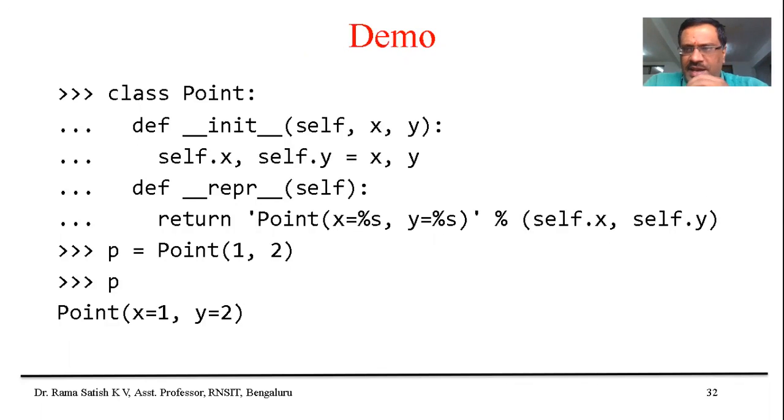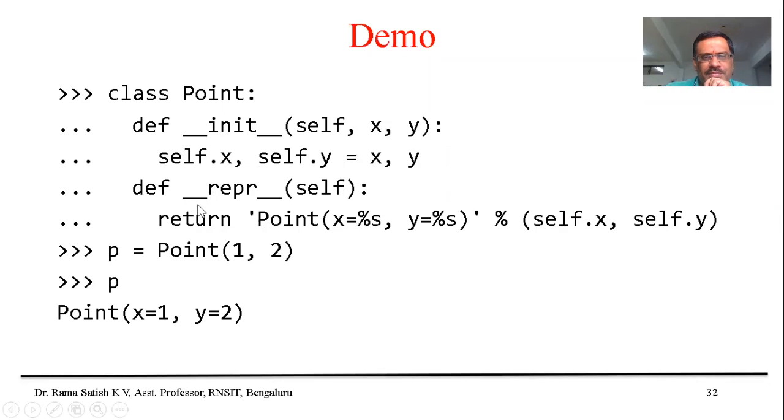Here we take another example. I create a class called Point. Point is a class that has two data elements: one is the x value, another is the y value. Point has two values, x and y. By __init__, what it is doing is initializing.